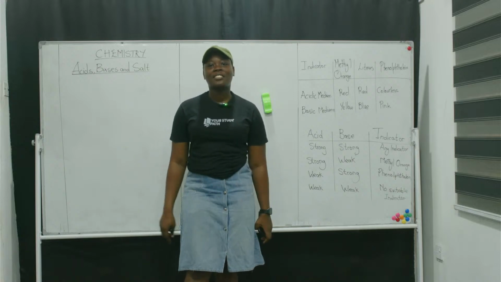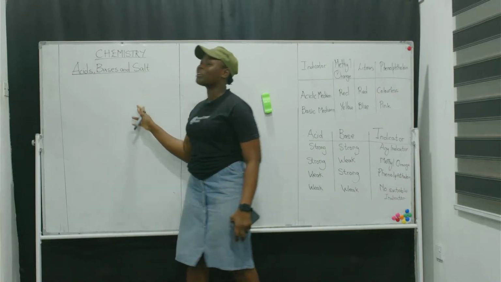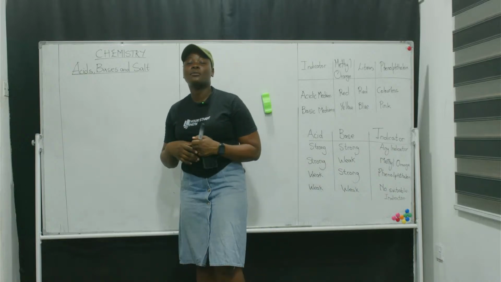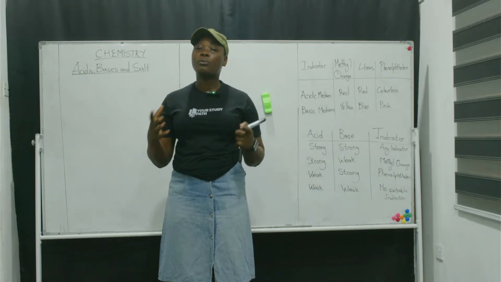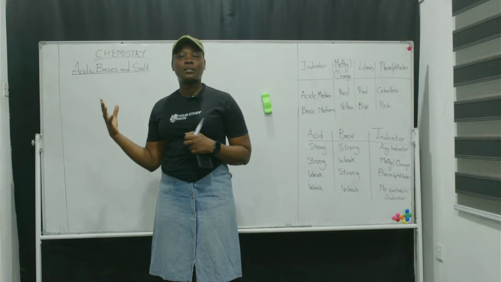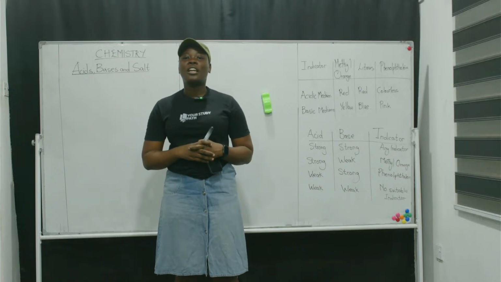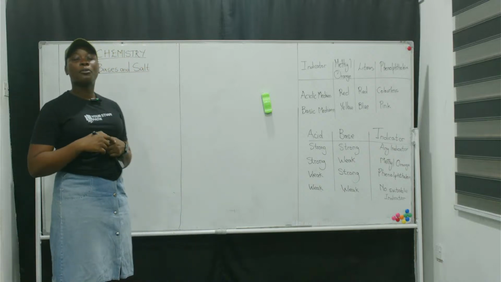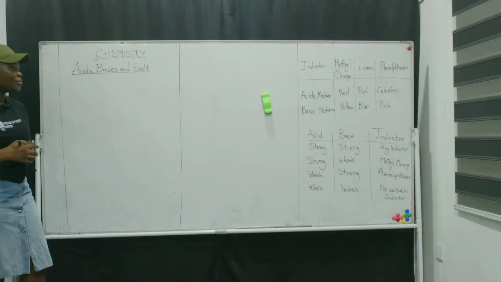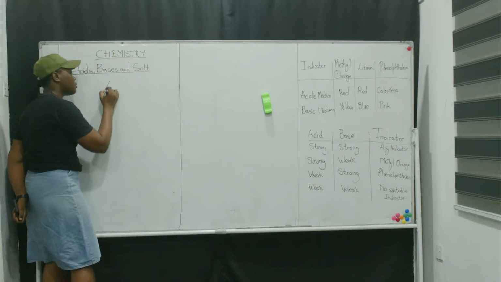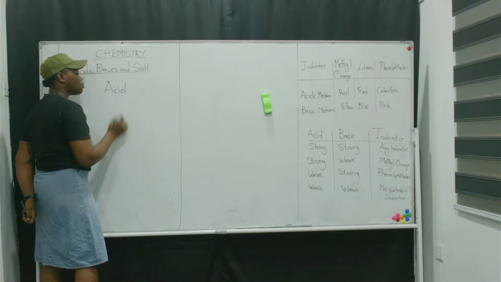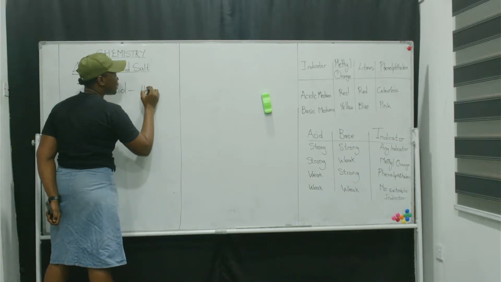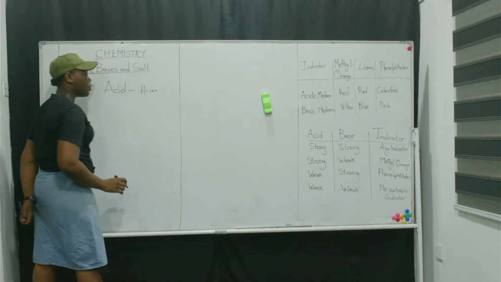Based on last class, we started this topic, acid, base, and salt. We got to a particular junction, which I said we'll continue in today's class, and then we'll be able to solve enough past questions. So let's do just a little recap of what we did last class. Last class, we started with acid, and we all know by now that acid has hydrogen ion, right?